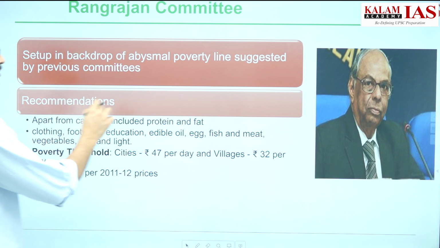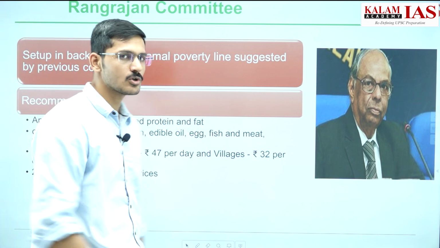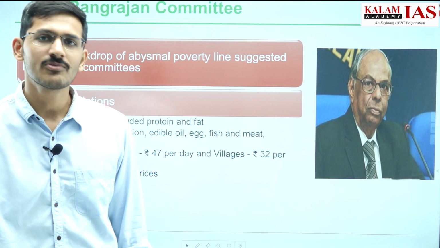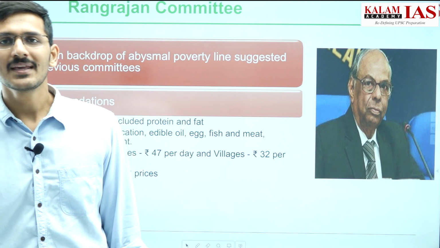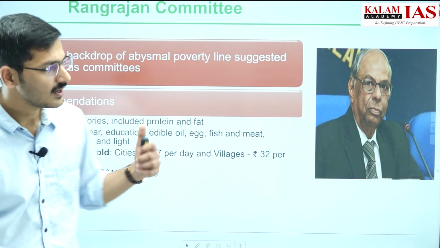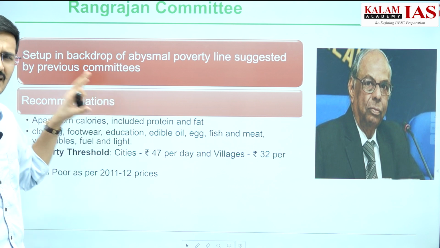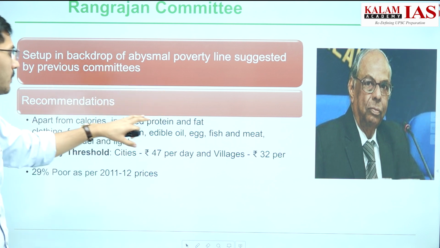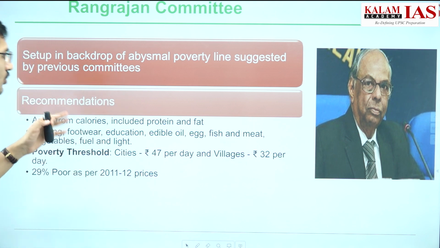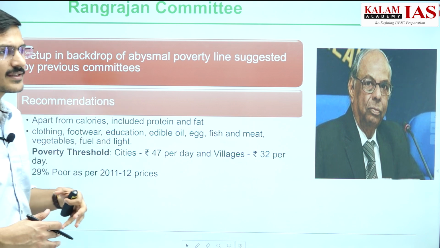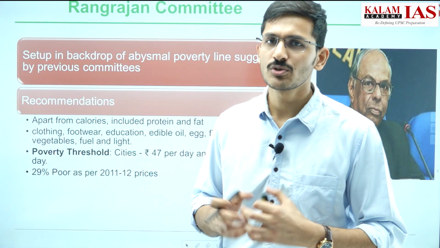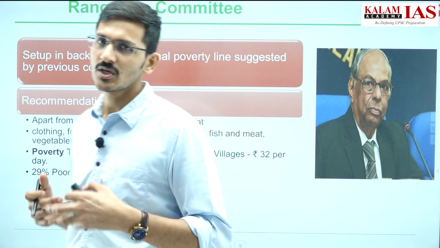Apart from calories, you have to include protein and fat also in your food basket. Earlier they said that food is not enough, we have to include other things also, but in the food, they did not include anything other than calories. The Rangarajan Committee said that apart from calories, you have to include protein and fat also, which are essential for the functioning of the body. You have to have sufficient protein and sufficient fat, so that your body can function properly.